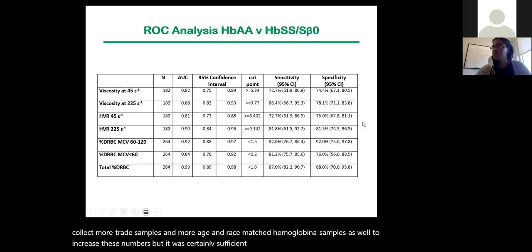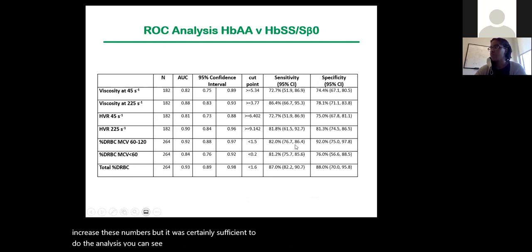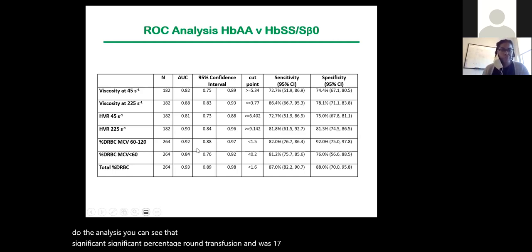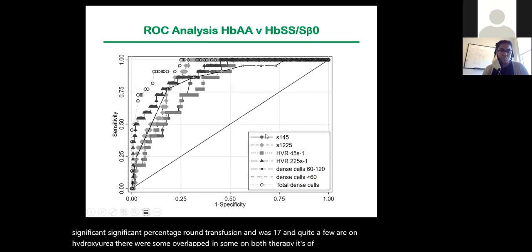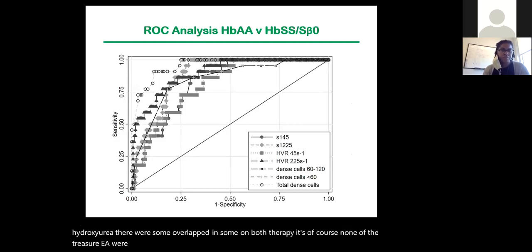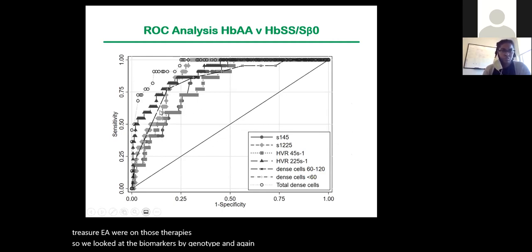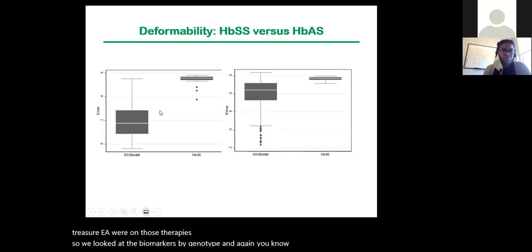Viscosity, again, I guess it wasn't bad. It was in the 70s to low 80s. And the dense red blood cells performing, again, we use this one with MCV range of 60 to 120, which is reported. And that has a sensitivity of 82%, specificity of 92%. And again, these are the ROC analyses, and you can see again, dense red blood cells performing the best with viscosity and HBR still good, but not as good.